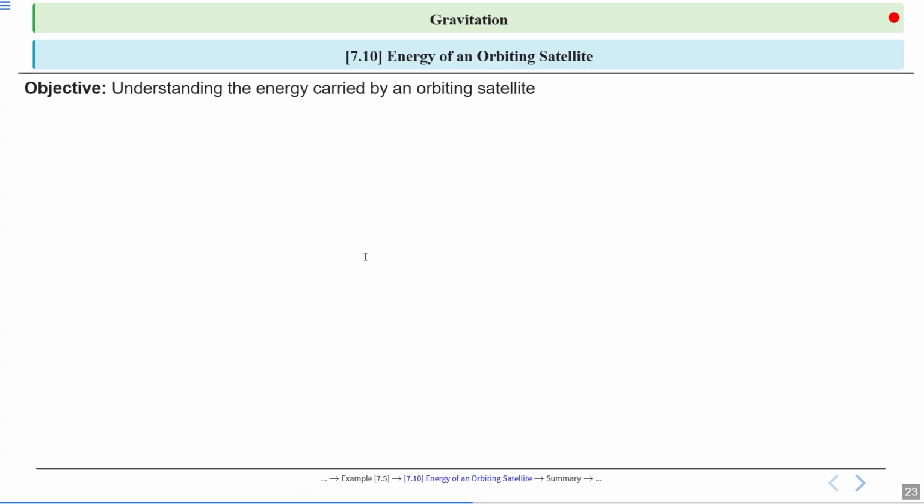Now, we are going to understand the energy carried by an orbiting satellite. We will explore how satellites in orbit possess both kinetic and potential energy. This foundational understanding will help us analyze the dynamics of satellites and their energy states.